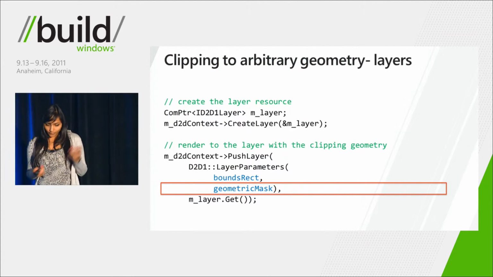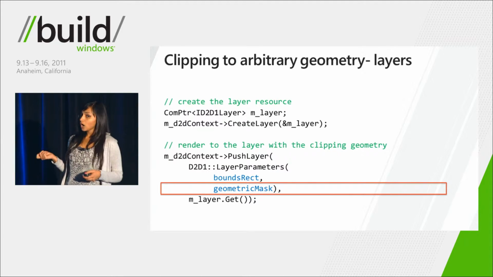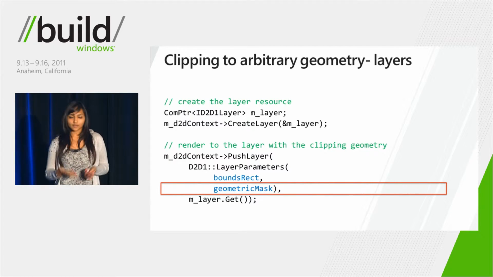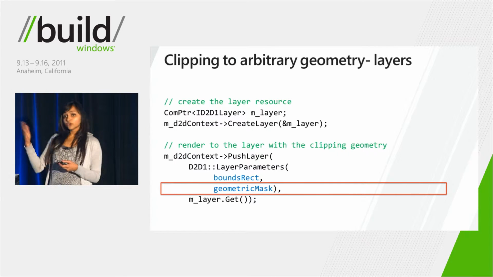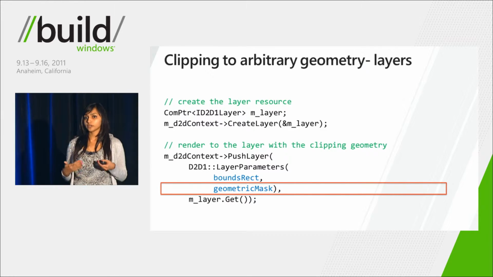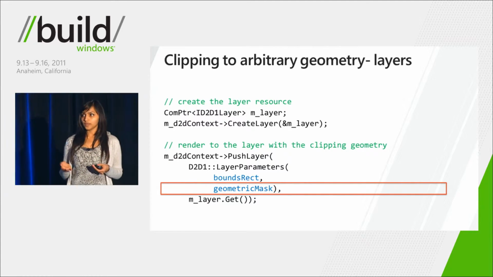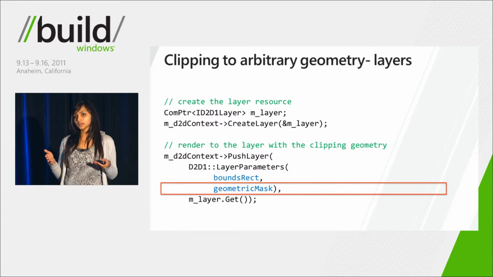So the one way in which you can do it is you can use a layer construct. A layer construct is not new in Windows 8. We had it in Windows 7 as well. You create a layer, and you push a layer, and you also pass in the geometric mask, which is basically the geometry to which you want to clip your content. Then you draw all your content, and once you push your layer, your scene gets clipped to the geometric mask that you pass.